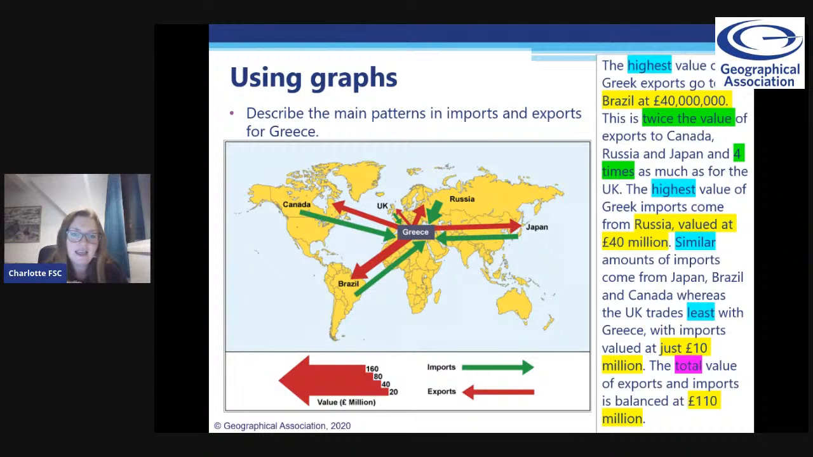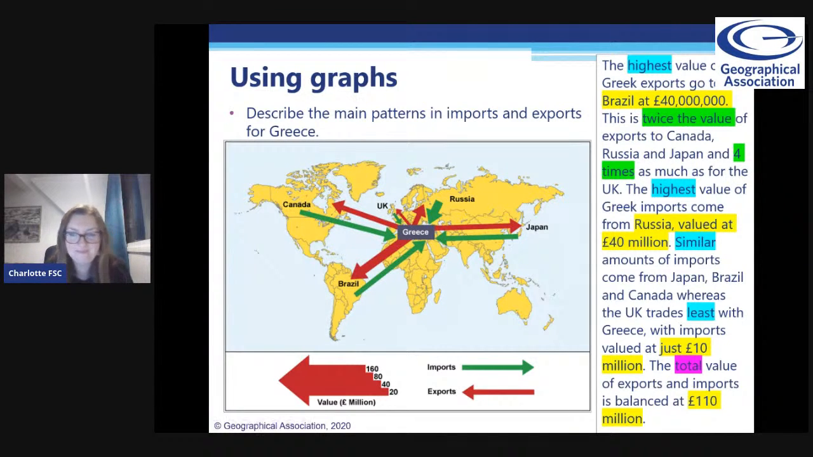And finally, the other important thing you should pull out of graphs is shown here in pink, and that is the overall main trend. So I'm looking for describing the main patterns in imports and exports, and I've summarized it with a total imports and exports, which in this case happen to be balanced. So you can see there how you might use a graph in an exam question to help you evidence your answer. The comparisons help you interpret that data, and overall your analysis is there to show you what the overall trend is.